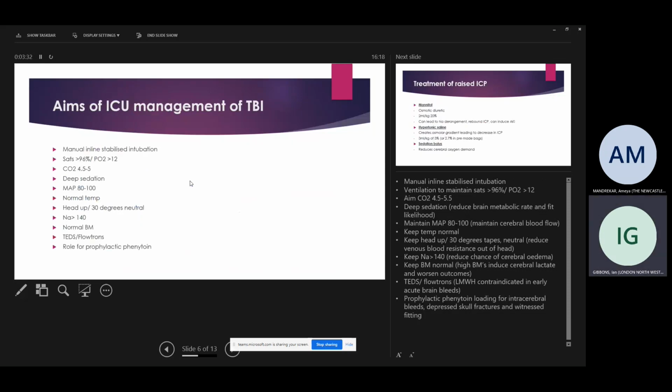So as we said, there are some key points that we focus on in ITU when we're managing traumatic brain injury. I'm just going to pick up on some of the key points here. Deep sedation is often used in order to reduce brain metabolic rate and to reduce the likelihood of fits. We also need a very specific MAP range between 80 and 100, and this helps to maintain cerebral blood flow. Positioning, touched on before, is very important, with the head up 30 degrees to reduce venous blood resistance out of the head.